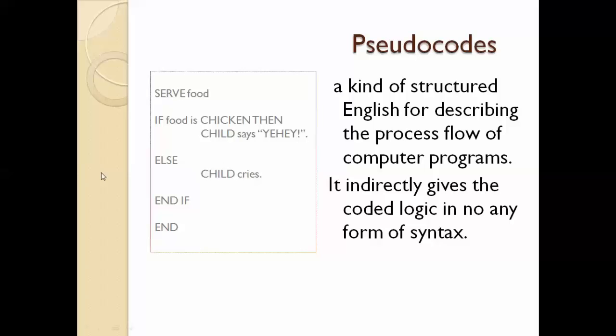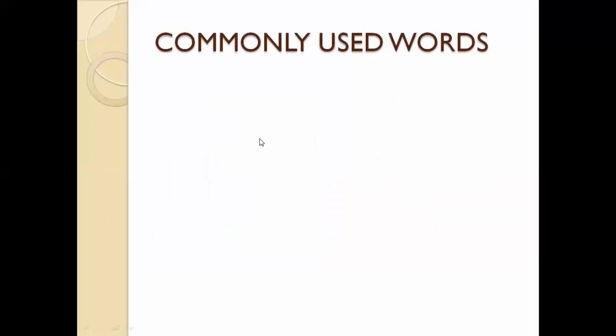For an example, we have serving food. This is a real-time, natural situation. Your mother serves food. If the food is chicken, maybe, or if yes, the child says, yeah, hey, or else the child cries.